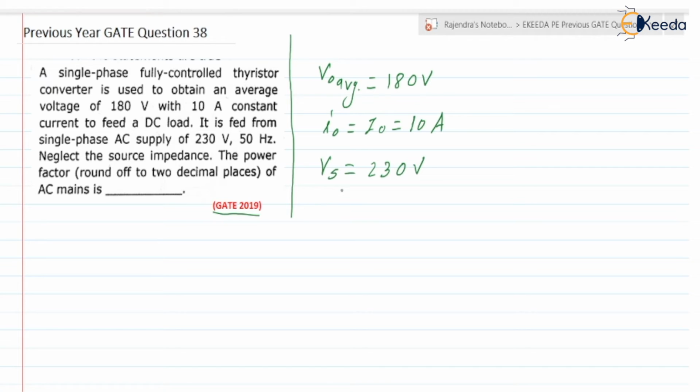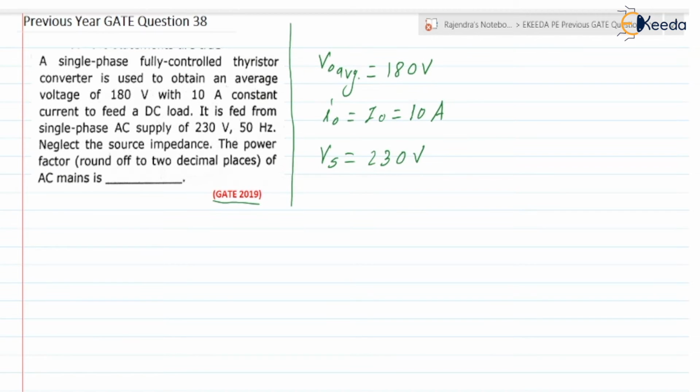Here, if you check, the load current is constant, which means the load is an RL load or an RLE load, and it is a single phase fully controlled thyristor converter. So how will the waveform of V0 look for continuous conduction? Yes, it will be like this. We already discussed this type of waveform in the video sessions.